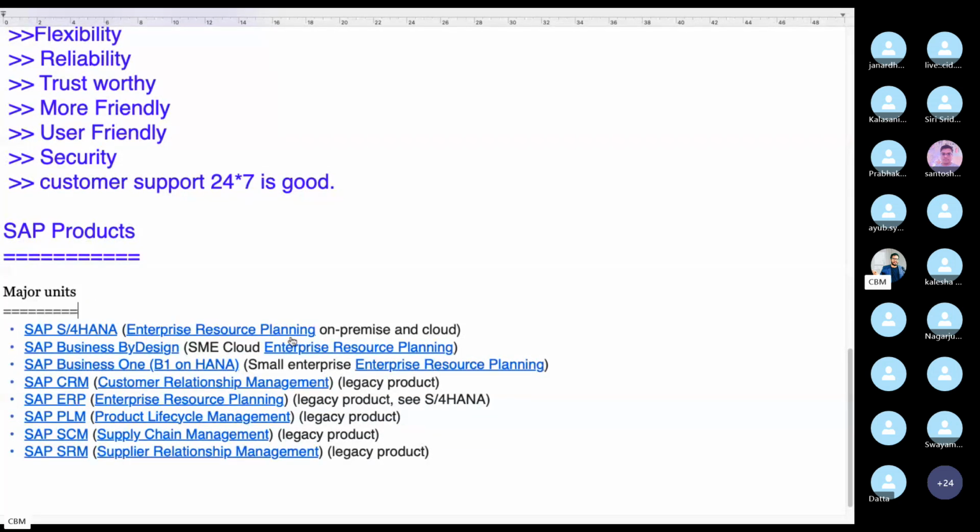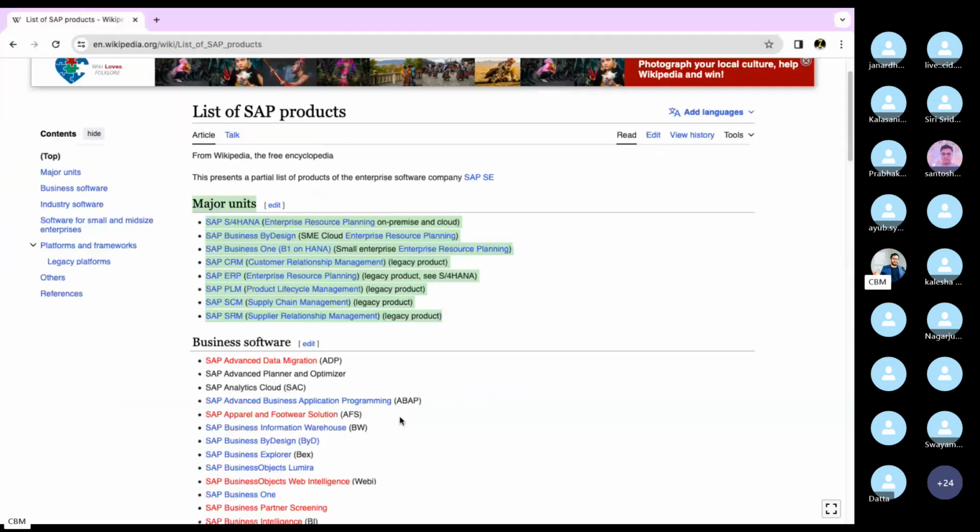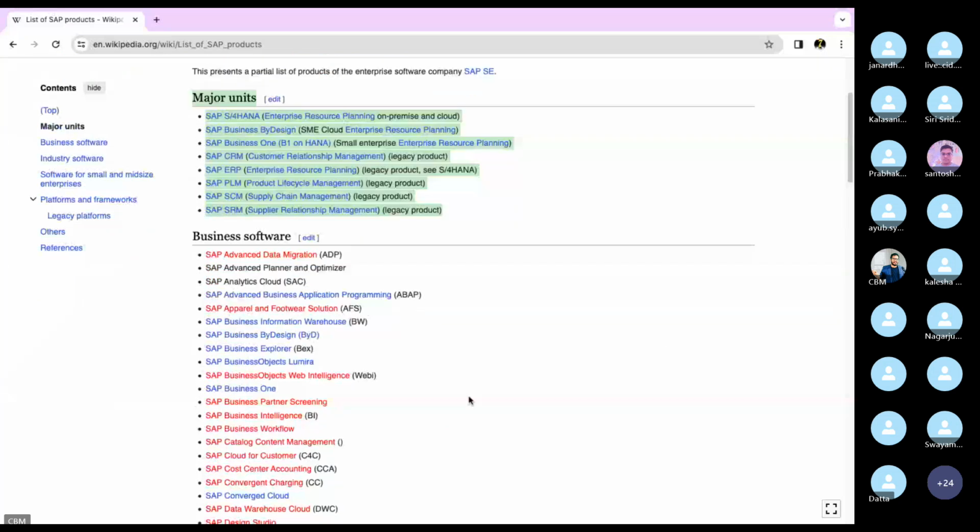S/4 HANA, Enterprise Resource Planning, SAP Business ByDesign, SAP Business One, CRM, Customer Relationship Management. SAP is also called a business suite. Business suite means it contains all the products. SRM, Supplier Relationship Management, SCM, Supply Chain Management, PLM, Product Lifecycle Management, ERP, CRM. So for legacy products, all this information has been given, and for which business SAP suits.